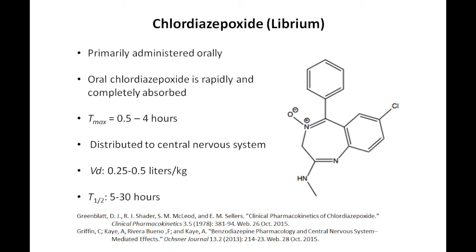The volume of distribution of chlordiazepoxide is 0.25 to 0.5 liters per kilogram, and its half-life ranges from 5 to 30 hours. In patients who are elderly or hepatically impaired, clearance is typically reduced and half-life is prolonged due to difficulties metabolizing the drug.